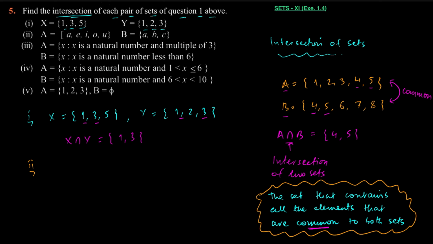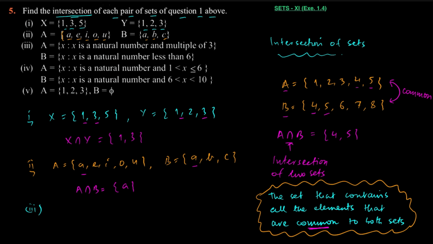Part number second. Here we are having set A with elements as A, E, I, O, U and set B with elements as A, B and C. So set A is having elements A, E, I, O and U, whereas set B is having elements as A, B and C. So here again one can observe that only one element is common to both the sets, that's A. So A intersection B will be having only one element, that is A.